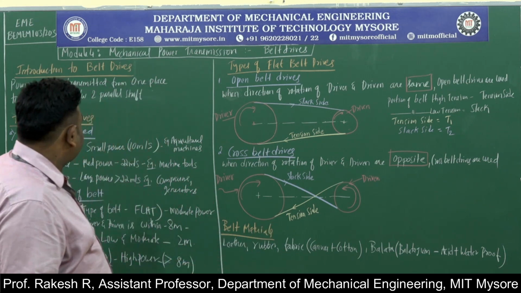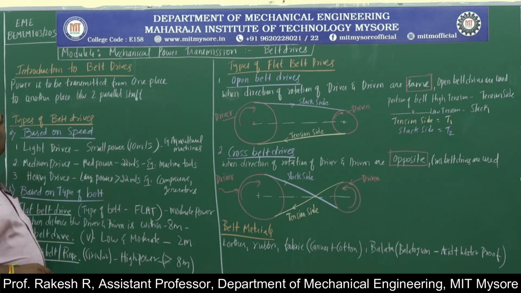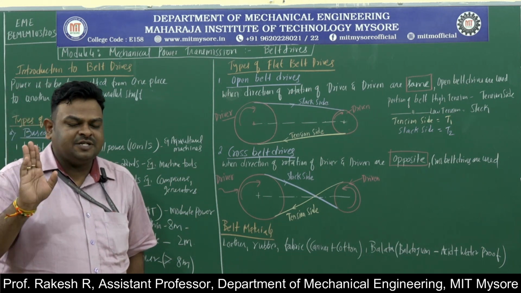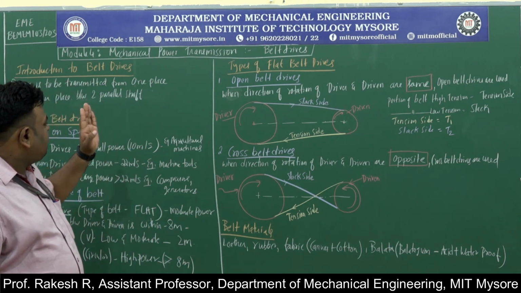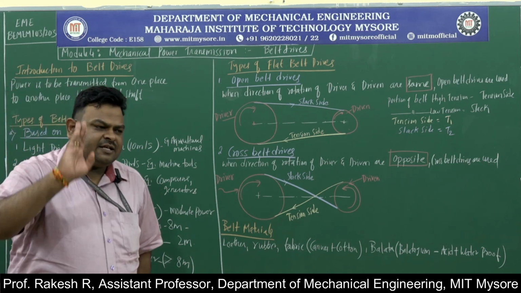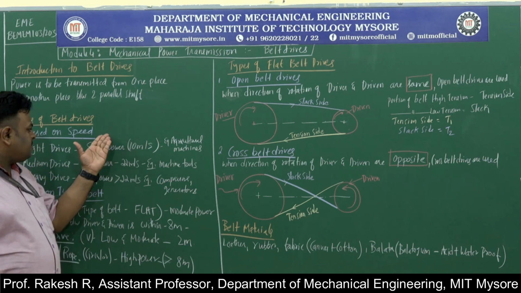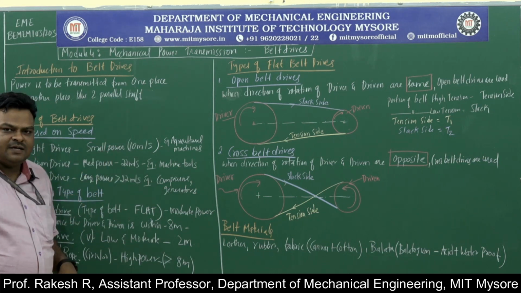Let us see in detail what is belt drive. The power is transmitted from one place to another place between two parallel shafts. In such cases we are using belt drive. Let us see the classification of belt drives. The belt drives are classified based on the speed and based on the type of belt.